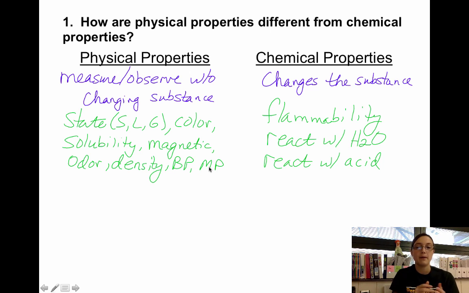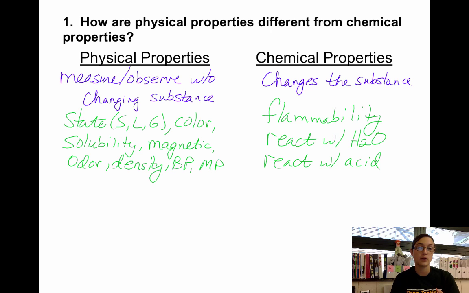As I'm looking at melting point, if I were to get an ice cube made of water out of the freezer, set it on my desk or on a lab table, and leave it there over the whole weekend, it would still be water when we came back on Monday. I didn't change what the water is made of, I just changed how it looked. That's state of matter. Color is another one.